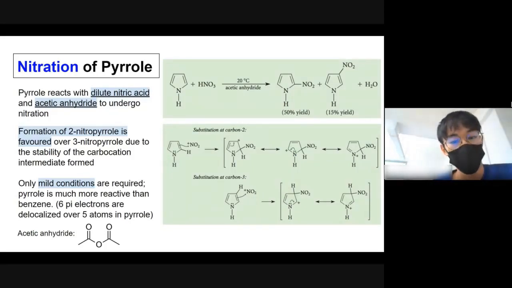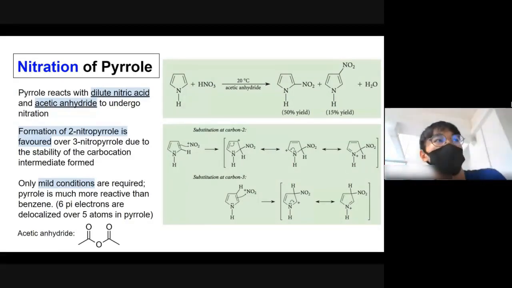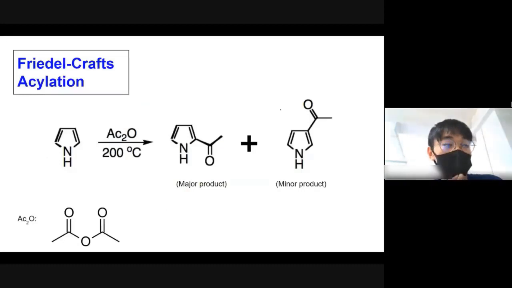Reason being, pyrrole is actually a lot more reactive than benzene. This is quite interesting because the electrons within the pi system in pyrrole are delocalized over 5 atoms, whereas in benzene they are delocalized over 6. So this means that pyrrole has a higher electron density. If it's more electron dense, it acts as a stronger nucleophile, and so it attracts electrophiles more strongly, which is why only mild conditions are required. So this is the first reaction.